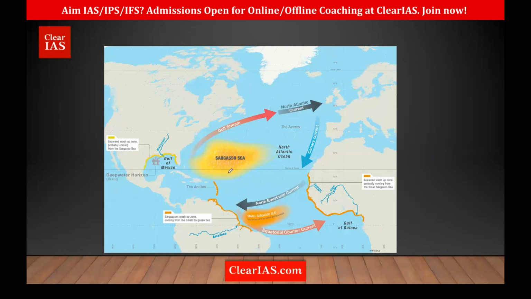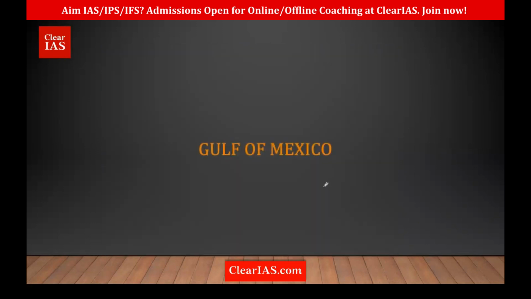Okay, so it is on the west side. So we have the USA here, the Gulf of Mexico here. Okay, and this is the Caribbean islands. Just remember its location and all the currents. So the Gulf Stream, North Atlantic Drift Current, Canary Current, and North Equatorial Current. Okay, it forms a vortex there. Okay, the Sargasso Current.